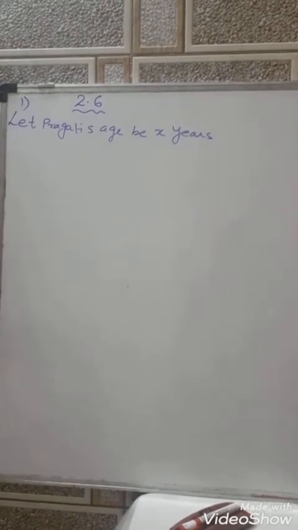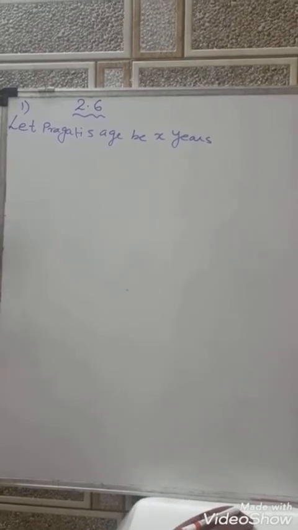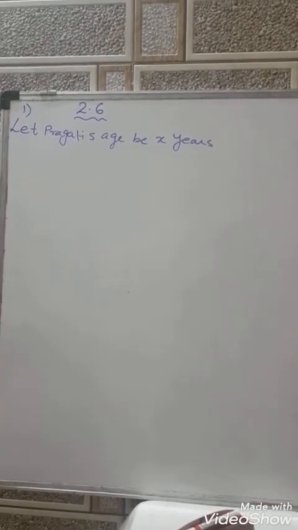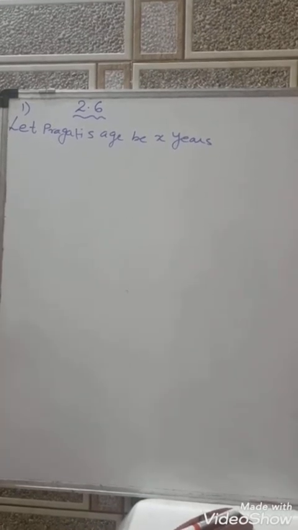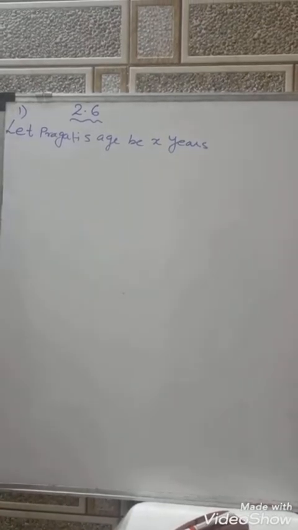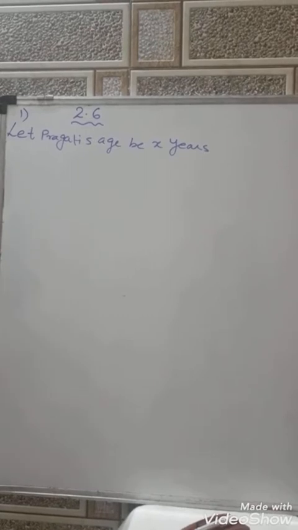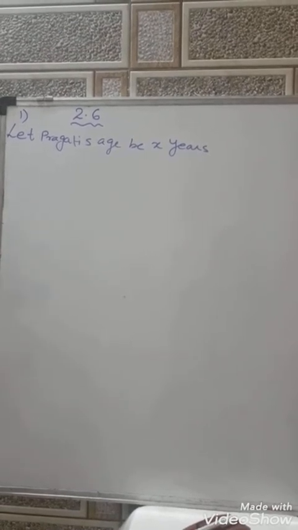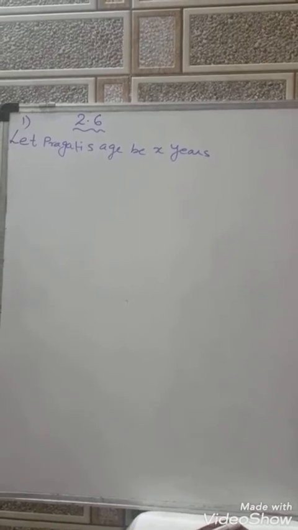In the last video we saw exercise 2.5, now 2.6. So we start with 2.6. First one: the product of Pragati's age 2 years ago and 3 years hence is 84. 2 years ago means minus, and 3 years hence means plus.